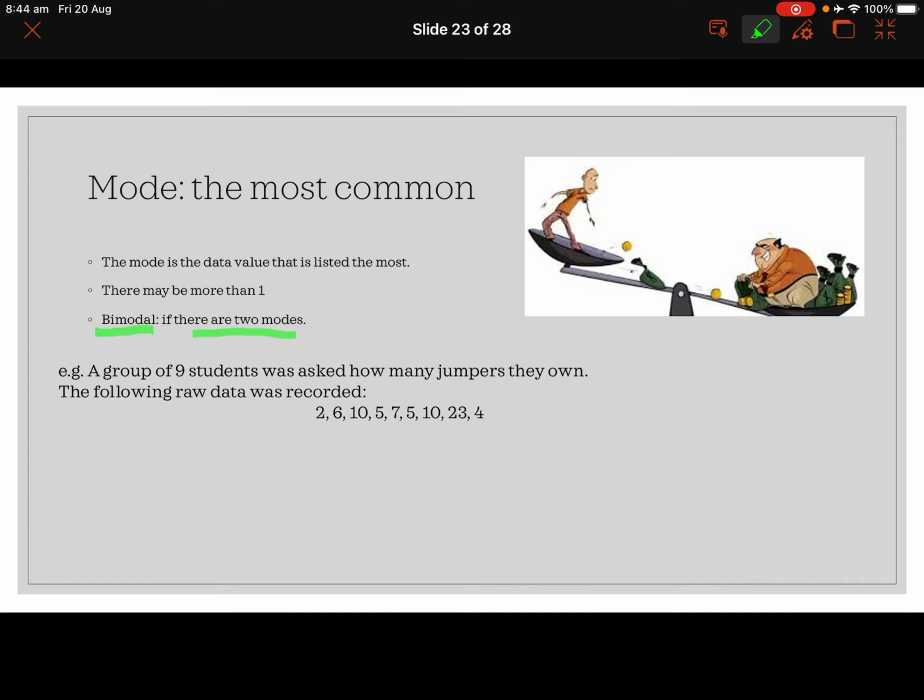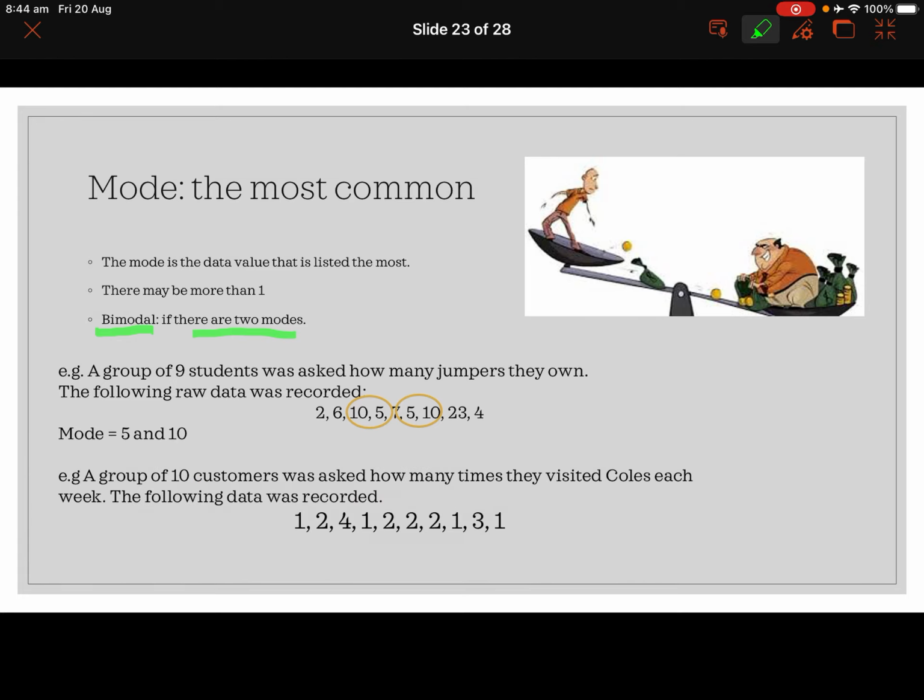So, for example, a group of 9 students was asked how many jumpers they own. The following raw data was recorded. So 5 and 10 show up the most, so that means the mode is 5 and 10. So for this one, I would say 2 and 1.